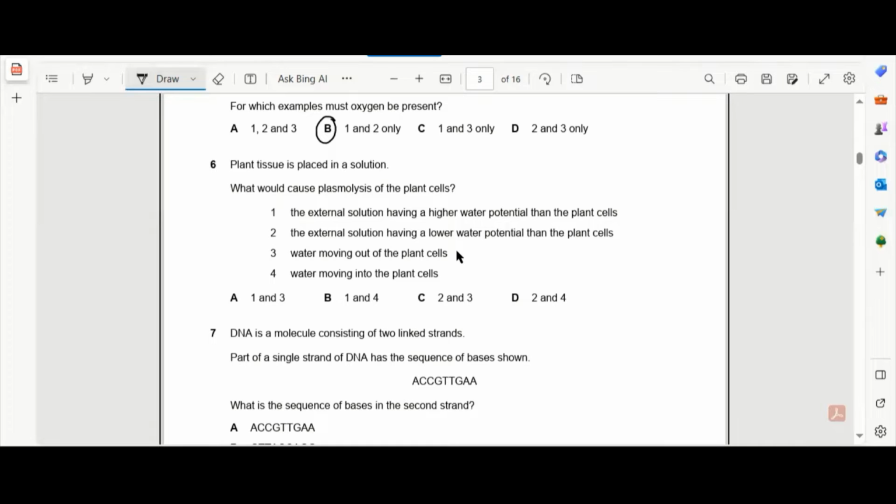Okay, so plasmolysis occurs when the cells become flaccid, that means water will move out. So 3 will be correct, and it happens because of the lower water potential in the external solution. That means the solution that is around the cell will have to have a lower water potential so that water moves out of the cell. So 2 and 3 will be correct. So 6C is the correct answer.